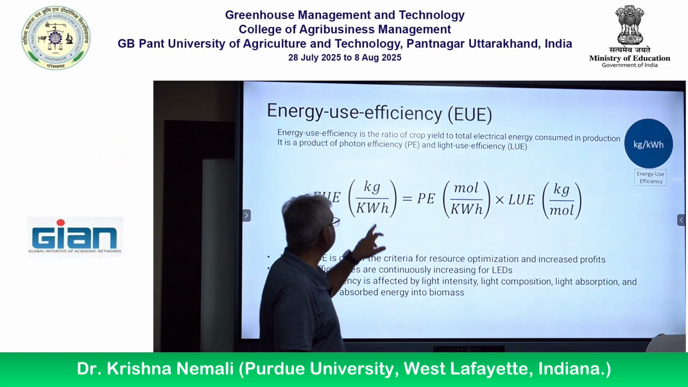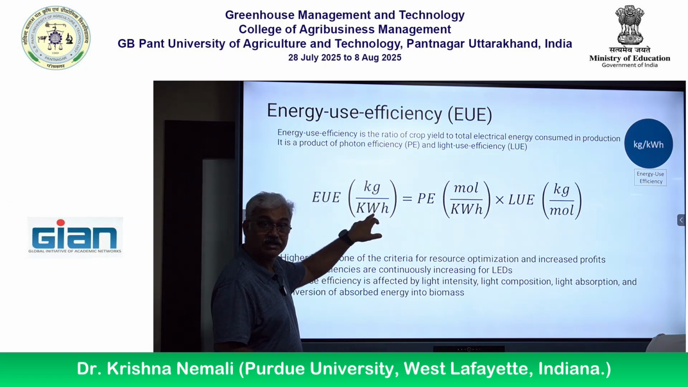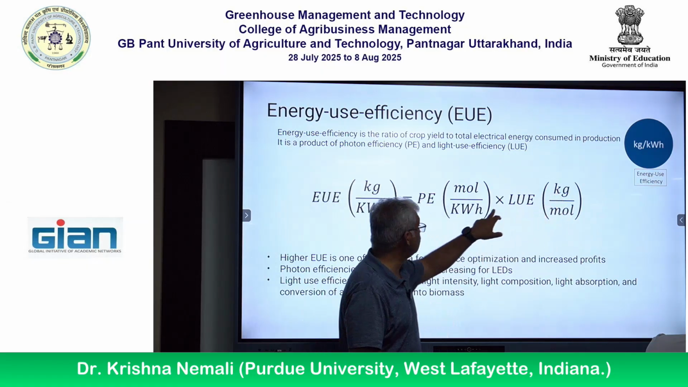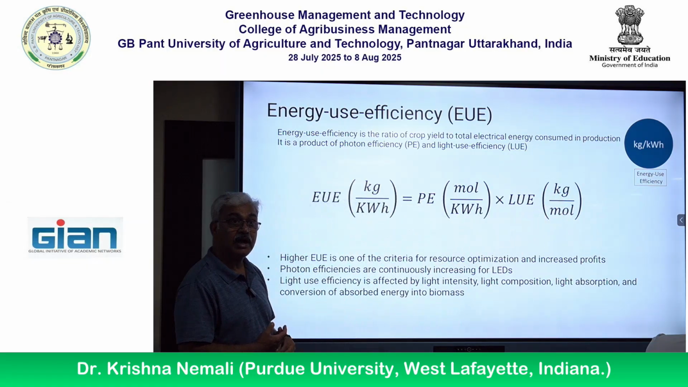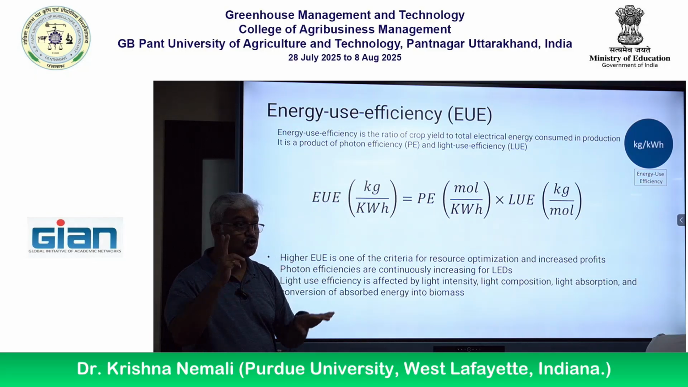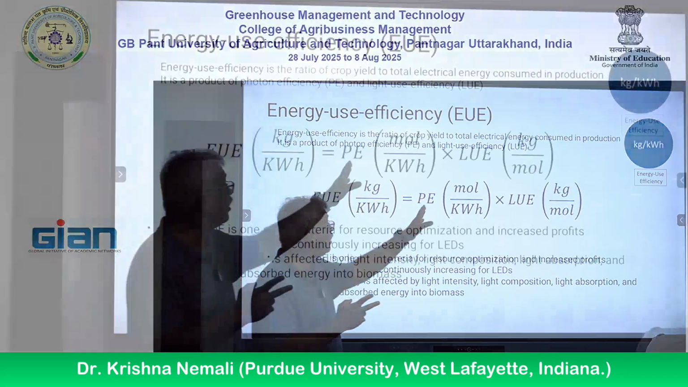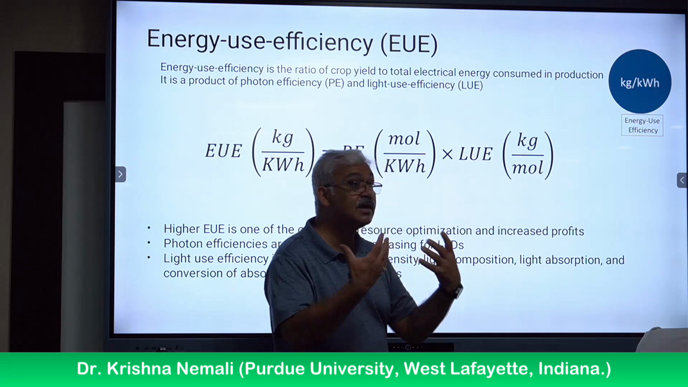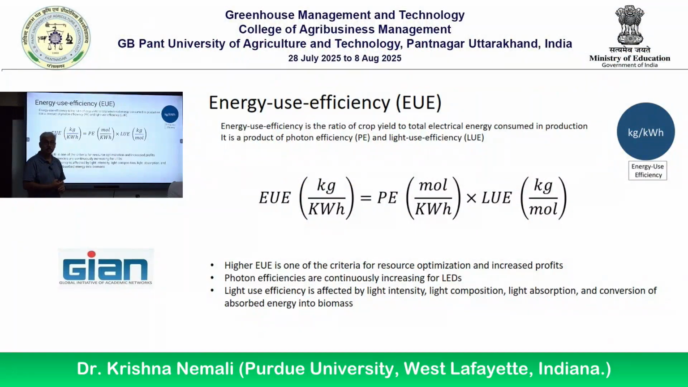Okay, you can also see the units here: kilograms per kilowatt hour, right? If you multiply these two, moles and moles get cancelled. What do you get? Kilograms per kilowatt hour. I just took this term, energy use efficiency, and I split it into two terms. One is for engineering aspects, the other is for plant biology aspects, just to give a better understanding of what the term is. When you know this, then you can actually start doing research in this area and enhance energy use efficiency. Okay, that's all it is, simple.